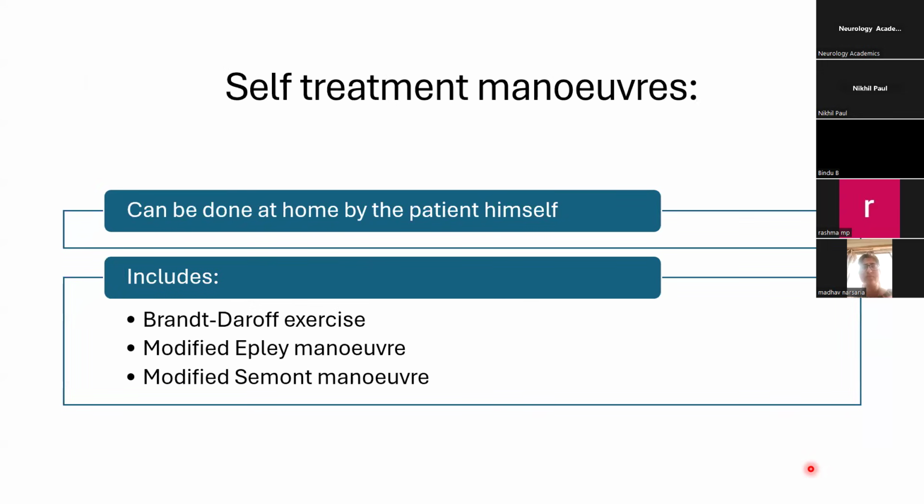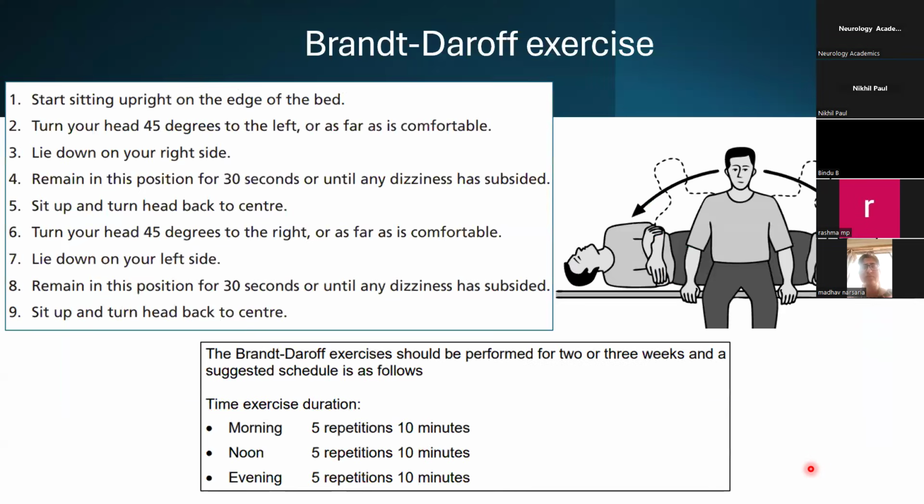So these self maneuvers can be done at home. They involve the Brandt-Daroff exercise, the modified Epley maneuver, and the modified Semont maneuver. The Brandt-Daroff means it is something similar to a Semont. Again, the side does not matter, we are doing it to both sides. First, the patient is made to turn the head 45 degrees to the left side, then lie on the opposite side, followed by coming back to the neutral position. Again, turn the head to the right side and then lie on the left side. These exercises can be done in repetitions. There's a schedule that most people suggest, 5 repetitions over 10 minutes, morning, noon, and evening. This is for posterior canal BPPV, and it can be done at home.